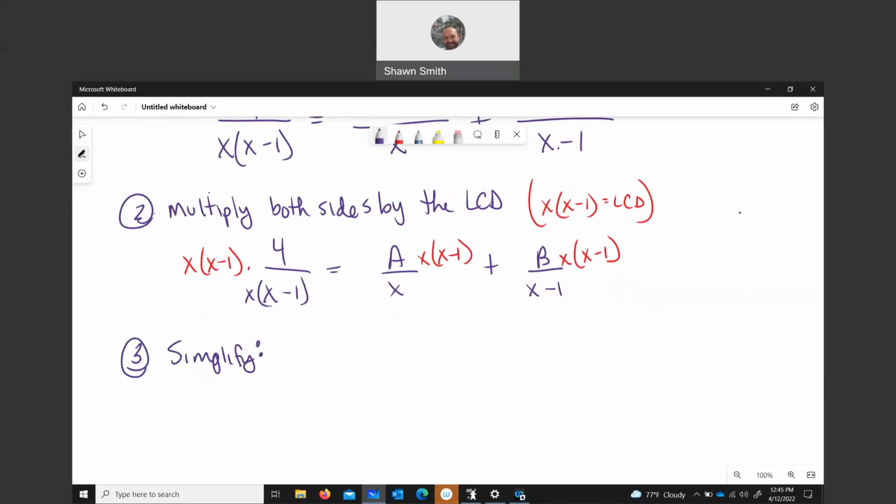So we'll have, how that cancels out, leaving a 4 on the left. That x cancels, leaving that a times (x minus 1). And the b multiplied to just the x, right? And distribute everything across. Ax minus 1a plus bx.